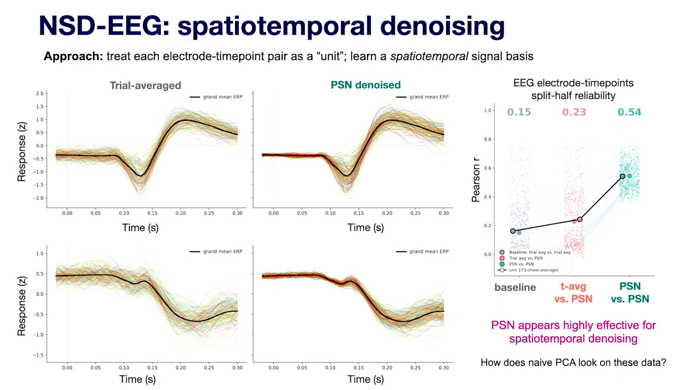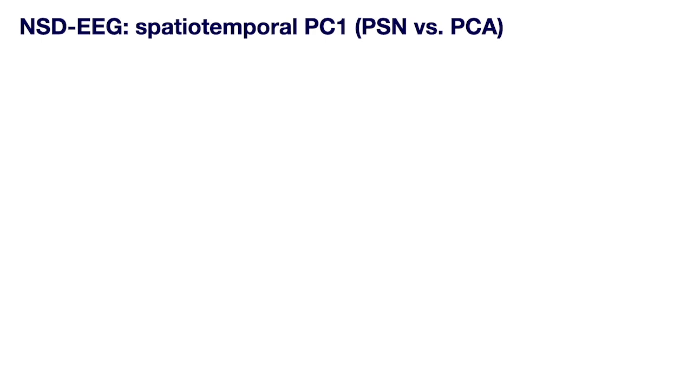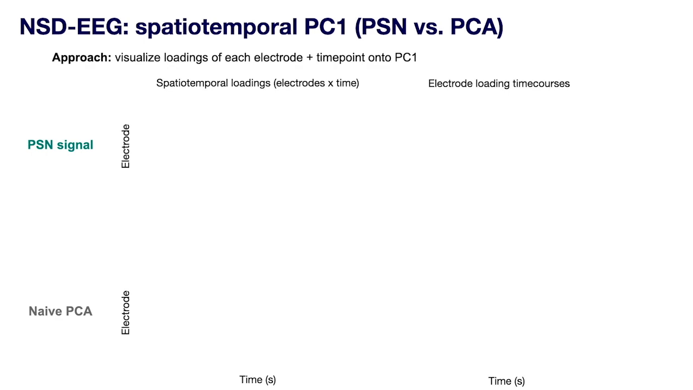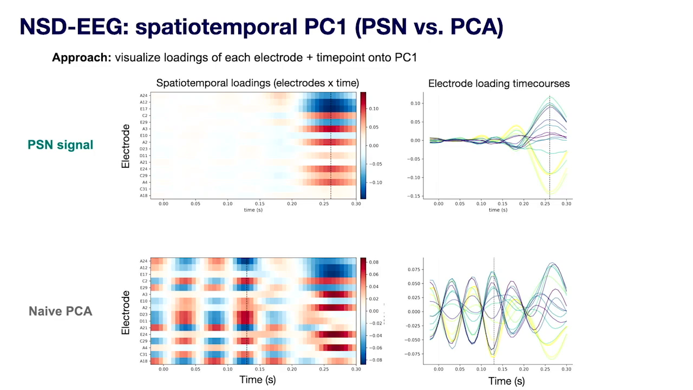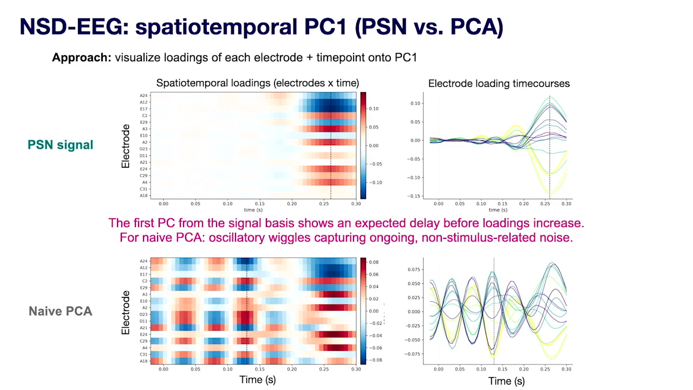We can also ask, what does naive PCA do with this kind of data? And I'll just show you the loadings of each electrode and time point onto PC1, comparing the PSN signal basis to naive PCA. And this is what we see. It's pretty dramatic. The first PC from the signal basis shows an expected delay before the loadings increase in magnitude. And for naive PCA, there are clear oscillatory wiggles throughout the time course that capture ongoing non-stimulus-related noise. So this helps us see under the hood of how PSN cleans up the post-stimulus trajectory by separating out different sources of variability.